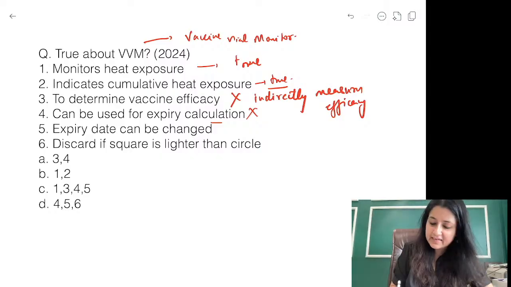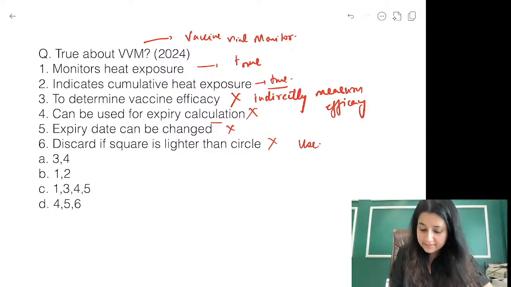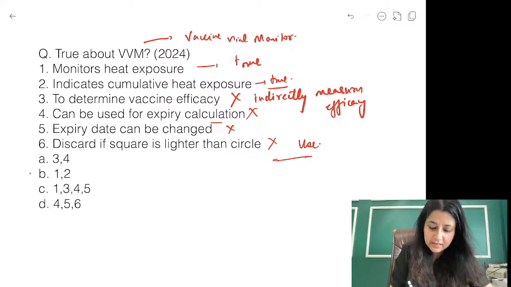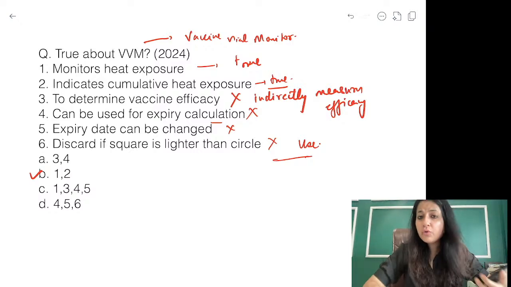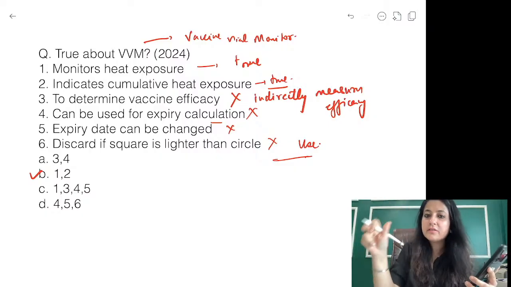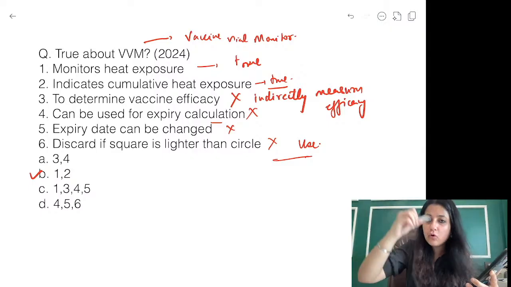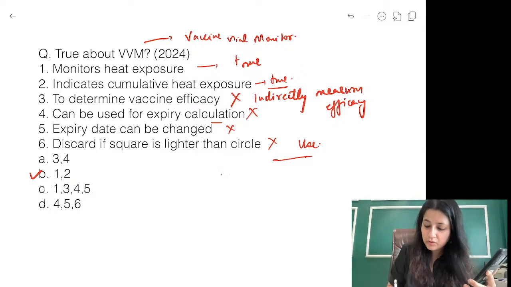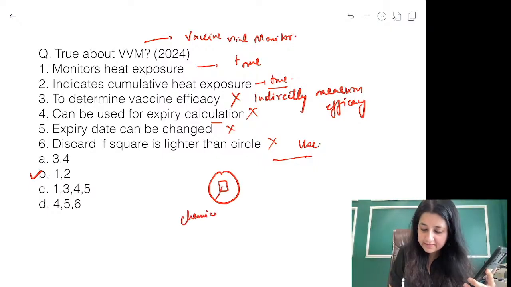Can the expiry date be changed? No, it cannot be changed. Discard if the square is lighter than the circle? No, you will use it if the square is lighter than the circle. So what is your correct answer over here? 1 and 2. So we'll just quickly revise VVM. Can anyone in the class tell me, was it outer circle inner square or outer square inner circle? Please remember, I have told you many times in class, the world is round, right? So it is outer circle, inner square. And the chemical substance is present in the inner square.